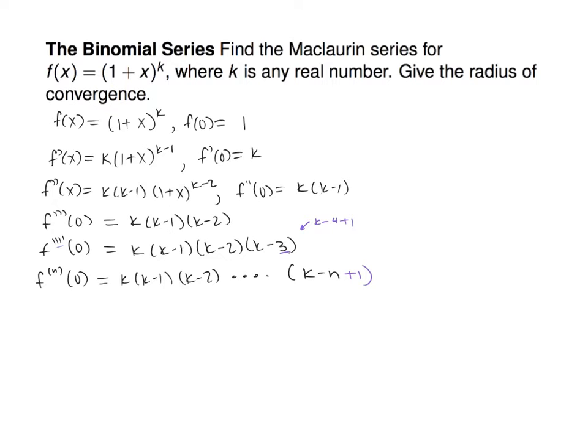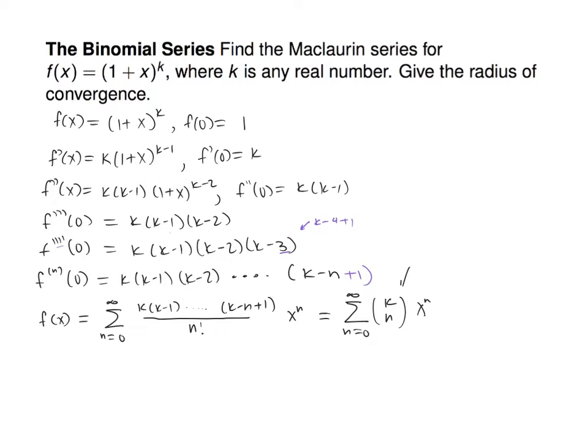All right, and then our general form for our Maclaurin series, our f of x, is a sum from n equals 0 to infinity, k times k minus 1, and so on, down to k minus n plus 1, over n factorial times x to the n, which can be simplified into this other notation your book uses called choose notation. This is called k choose n, and it's equal to k factorial over n factorial times k minus n factorial. And really, we're not going to use that much. What really is helpful is this sort of pattern that we found here.